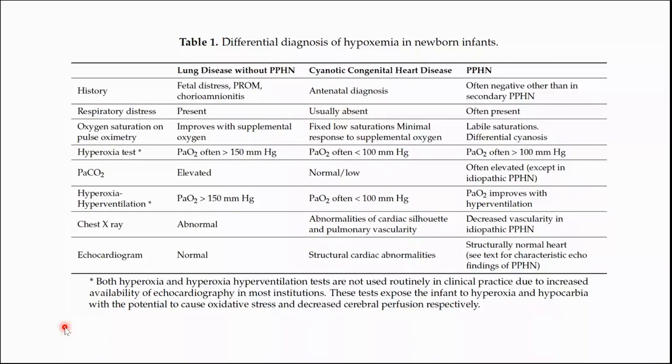So when it comes to respiratory distress, usually babies with lung disease are having a significant distress. In cyanotic heart disease, usually they are not having any distress at all, but in PPHN this is quite variable. The oxygen saturation, again, in lung disease, pre and postductal both can go low, but the important thing is it improves with supplemental oxygen, whereas in cyanotic heart disease, fixed low saturations will be seen. In PPHN, the typical feature is that they have a significant differential saturation and also very labile saturation.